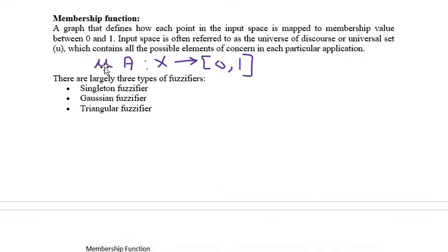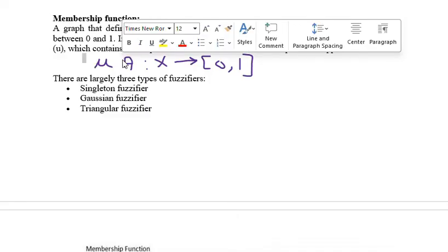The universal set contains all the possible elements of a particular application. So this is a representation of the membership function. How to read this? It's like fuzzy set A on a universal set. This A is a set, and it is mapping to 0 and 1. So the fuzzy set A on the universe of discourse X is mapped to 0 and 1. In this way we have to read it.